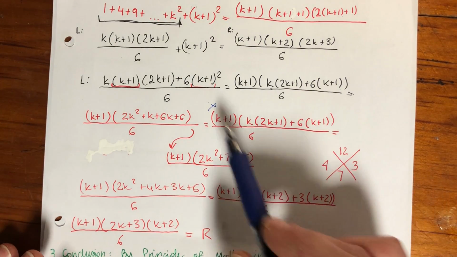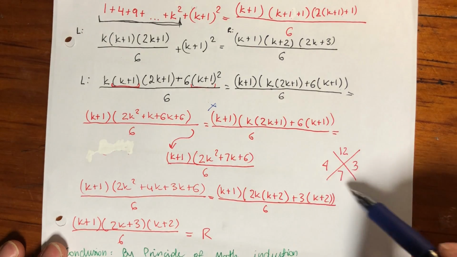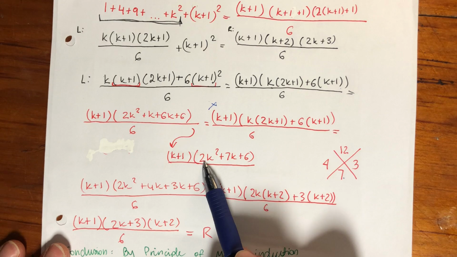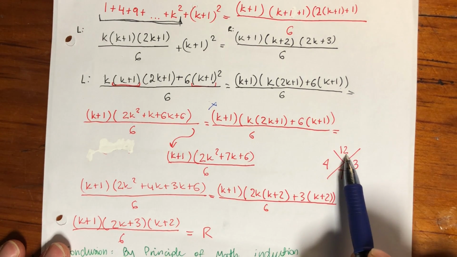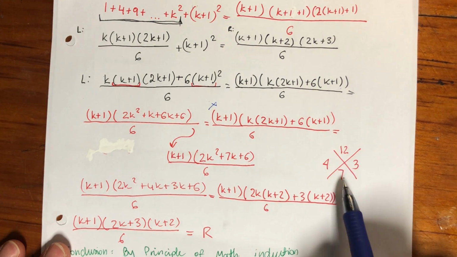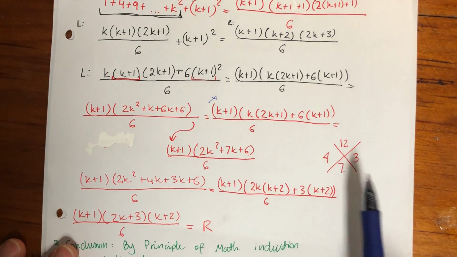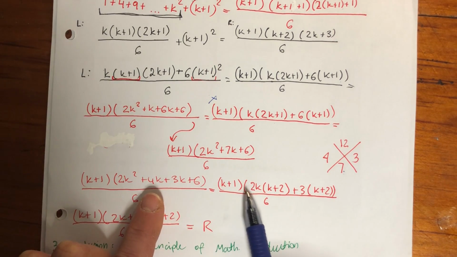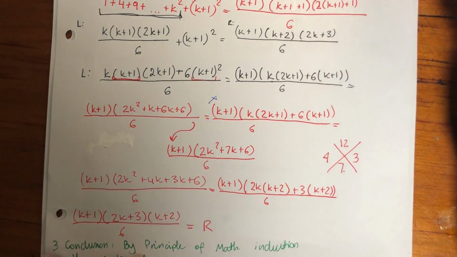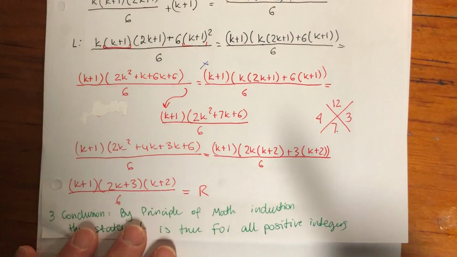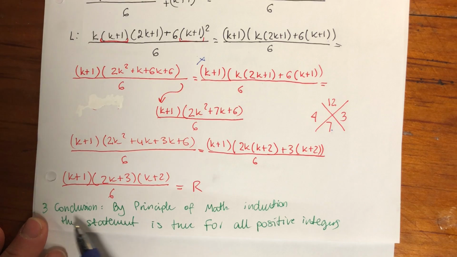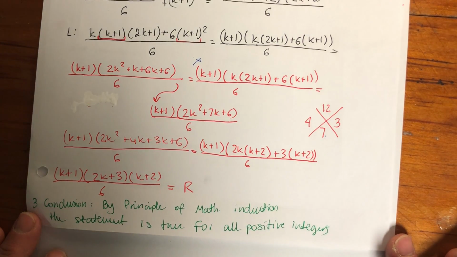So you actually had to clean it up and then factor it using the X method, because a is not 1. 2 times 6 gives me 12. I am looking for 2 numbers that multiply to 12 and add up to 7. Those 2 numbers are 4 and 3. I split the middle term, and then I was able to group it nicely, and I was able to show that my left-hand side is equal to the right-hand side. And notice how nicely I remembered to write my conclusion. By principle of mathematical induction, the statement is true for all positive integers.